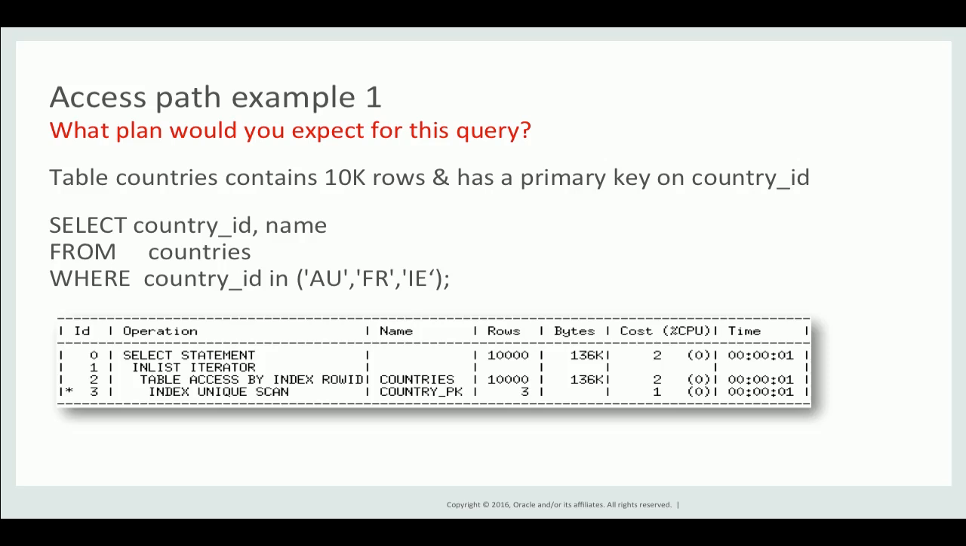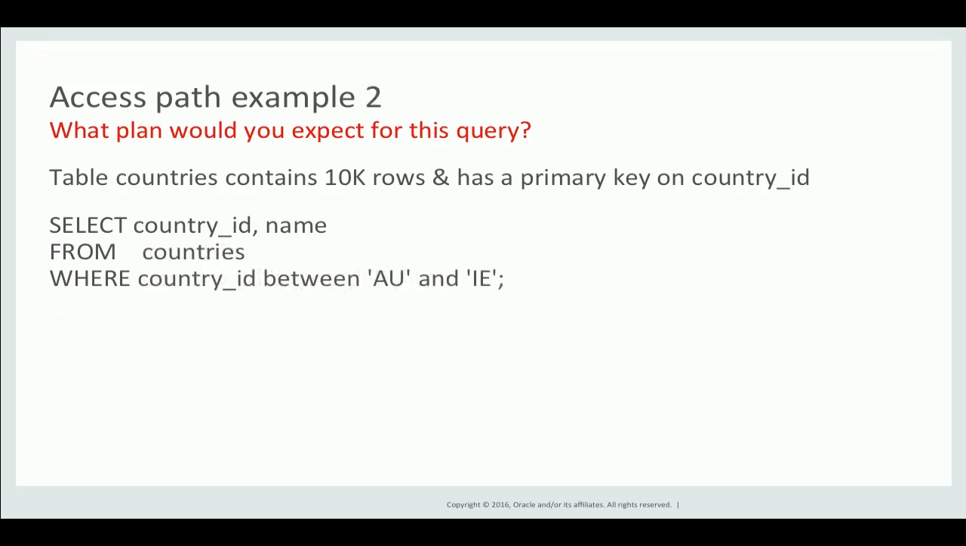All right, I'm feeling bad that I kind of tricked you on that one. Yeah? So in general, is that more efficient? Yeah, it's typically much more efficient to do that, because we just get one row, we go straight into the index, we get it, and we come back out. I feel bad, so I'm going to give you another one. All right, same table, countries, contains 10,000 rows, has a primary key on country ID. Now the where clause predicate is country ID between AU and IE.